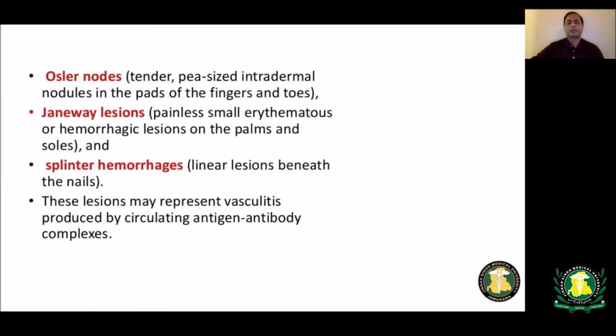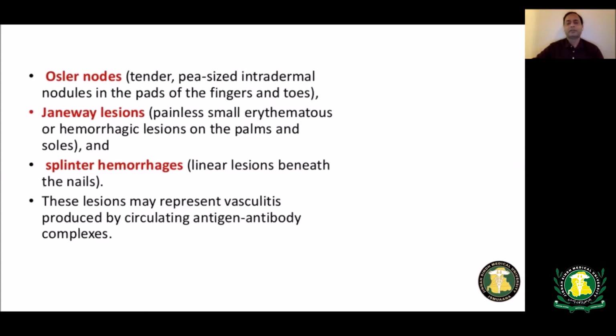So the Osler nodes are subcutaneous nodules we see in the palms of fingers and toes, and I'll show you the slide about them. It usually happens due to immunologic phenomena. These immune complexes, which are the antibodies that develop against the antigens of bacteria, are then deposited in the palms of fingers and toes, what we call Osler nodes. They are painful. The Janeway lesions are the vasculitis, resulting in hemorrhages on the palms and soles, and the same process happens in the nail beds, what we call splinter hemorrhages.